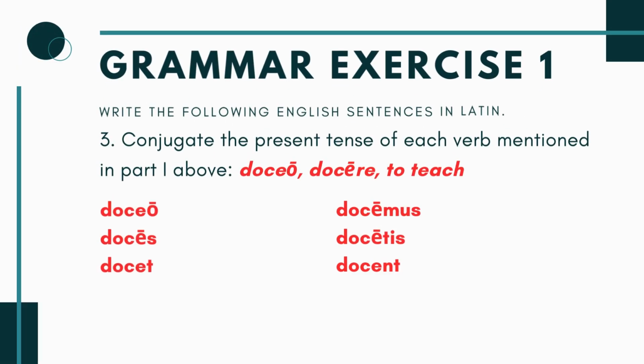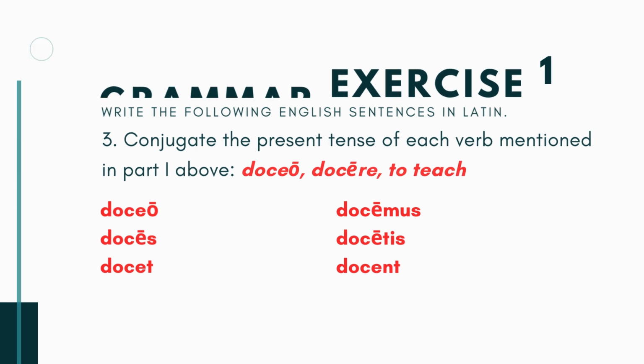The next verb is to teach, right? Doceo, docere. It's a second conjugation verb. Go to the infinitive, drop the re. You're going to have doceo, right? I teach. Doces, docet, docemus, docetis, docent, right? So whoever is teaching: I, you, he, she, it, we, you all, and they.